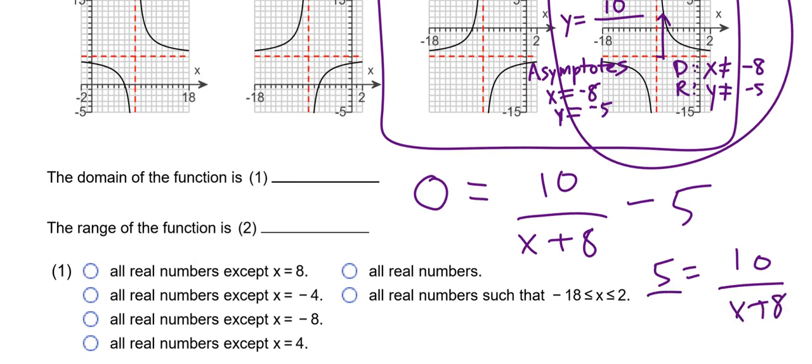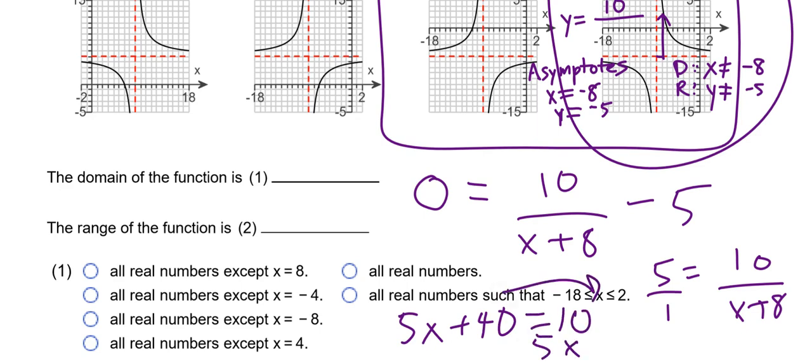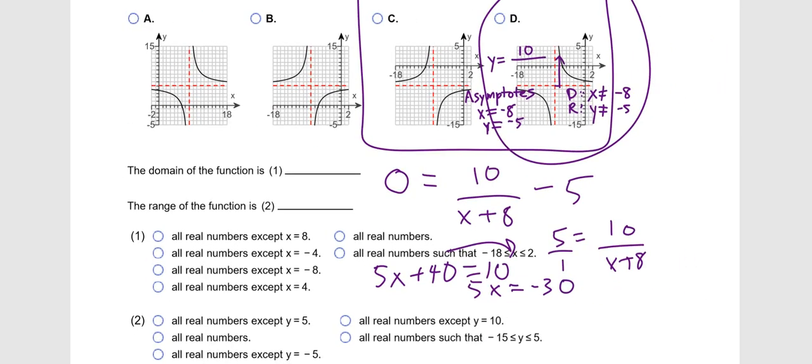And how do we solve proportions? You'd cross multiply, right? You'd have 5x plus 40 equals 10. You'd subtract 40 to the other side and get 5x equals negative 30. And you divide by 5 and you tell me what? X equals negative 6. I'm not going to ask for that kind of question, but I thought I would throw that out there just to see what you'd say on that one.